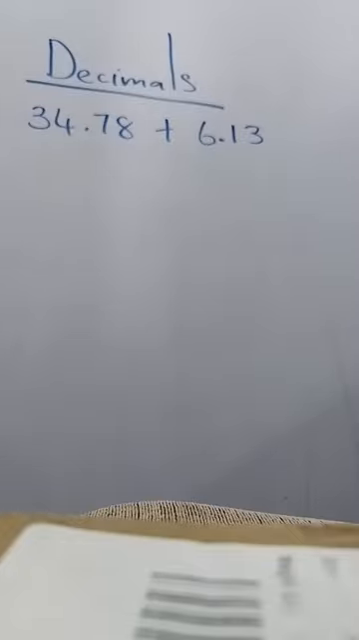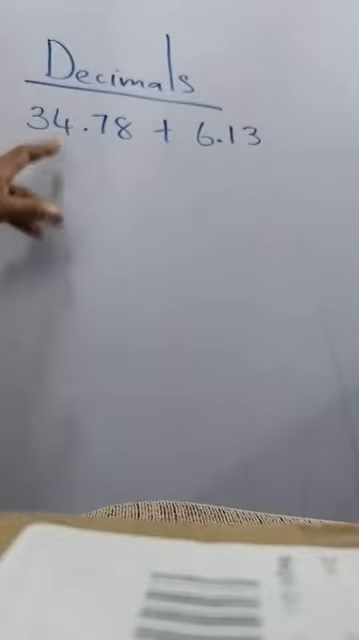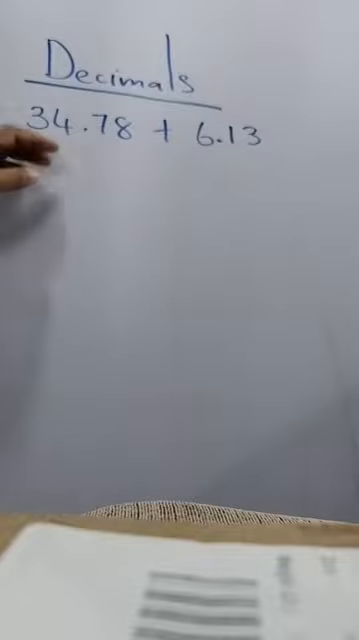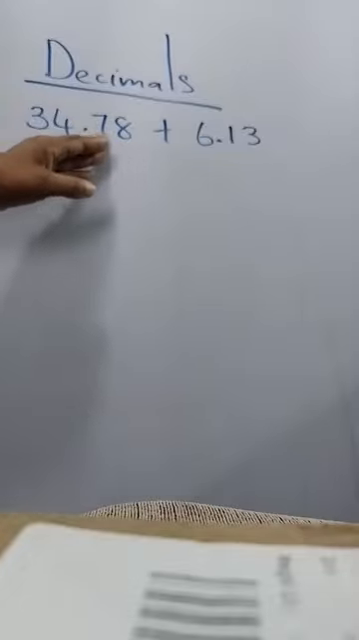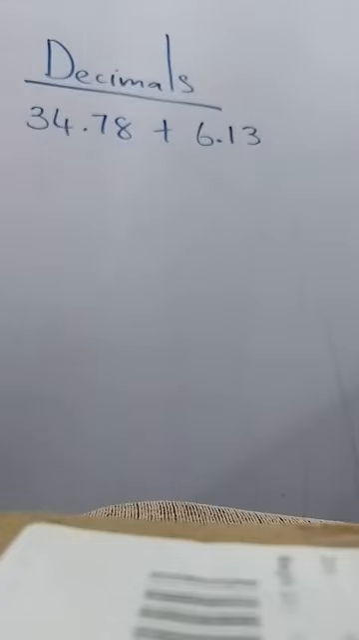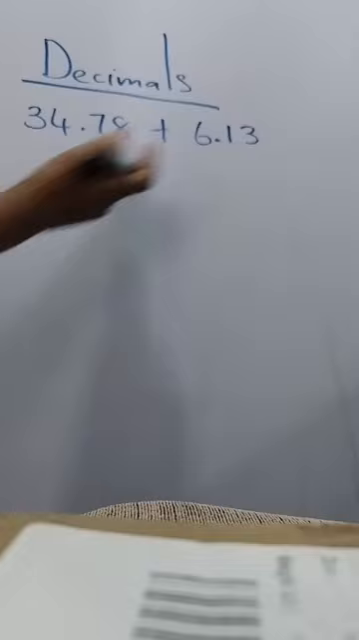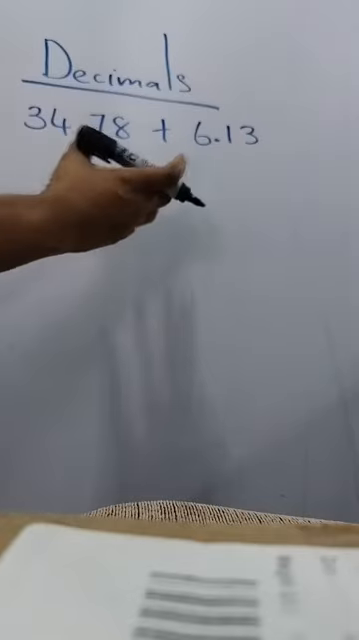Now, let's start out with understanding what decimals really mean and how we perform operations on decimals. So I have the two numbers 34.78 plus 6.13. Notice I read it as 34.78. I didn't read it as 34.78 because this doesn't read 78, it reads 0.78. And this reads 6.13.